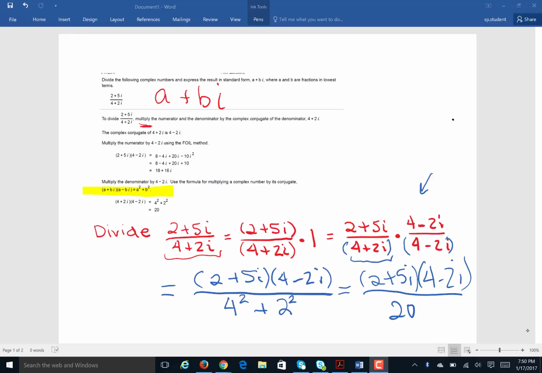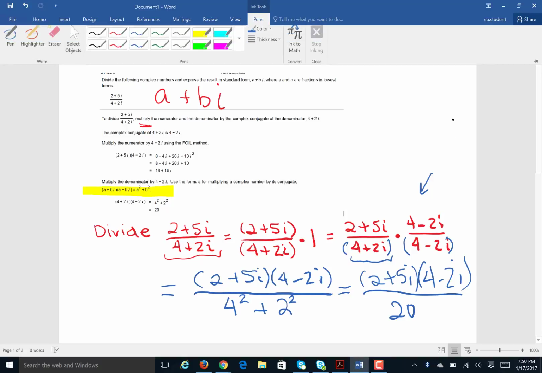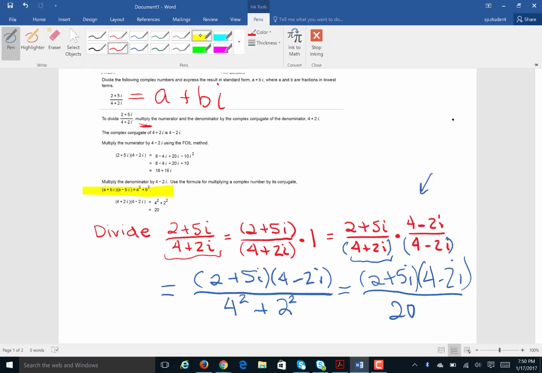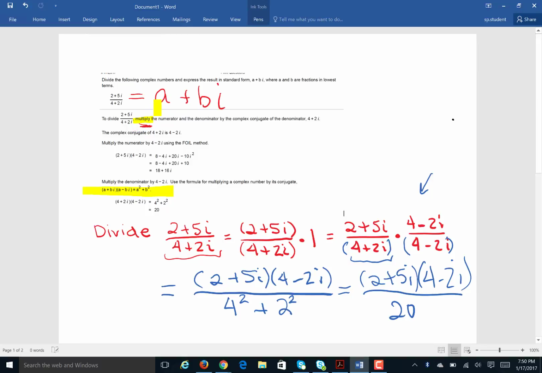Okay, so here what we want to do is divide this problem. And when we divide, what we end up with is an expression like this, a plus bi, because this is a complex number. So when we're trying to divide, what we really end up doing is multiplying the number by what's called the complex conjugate of the denominator. So when we take a look at this, the complex conjugate of 4 plus 2i is 4 minus 2i.